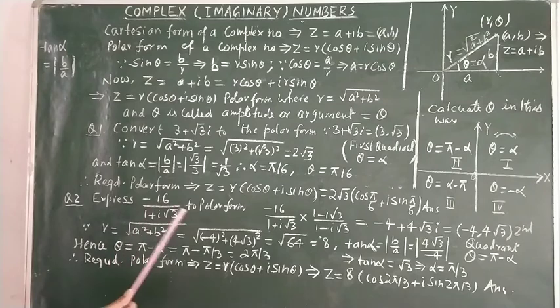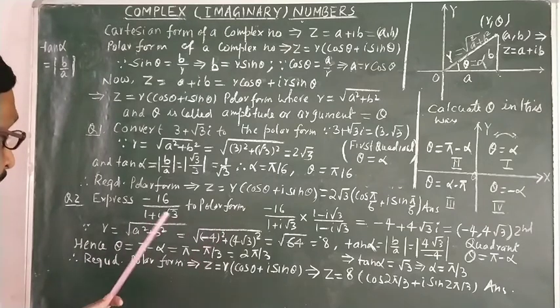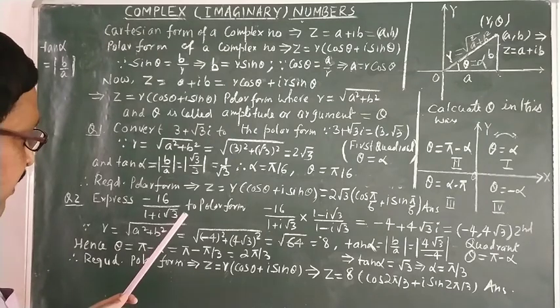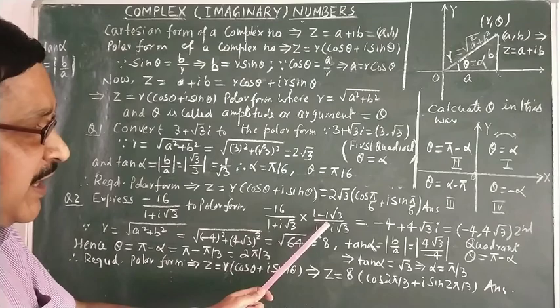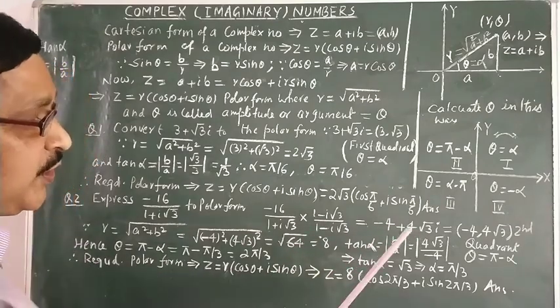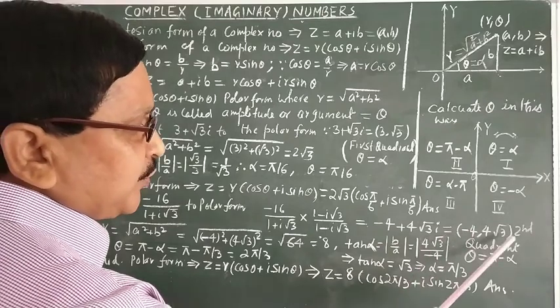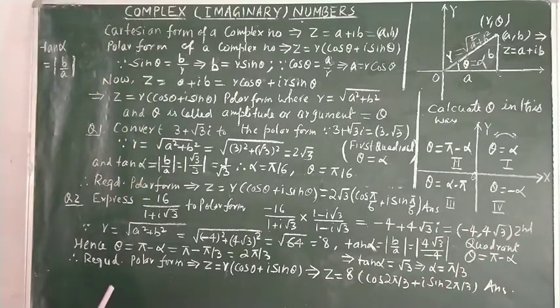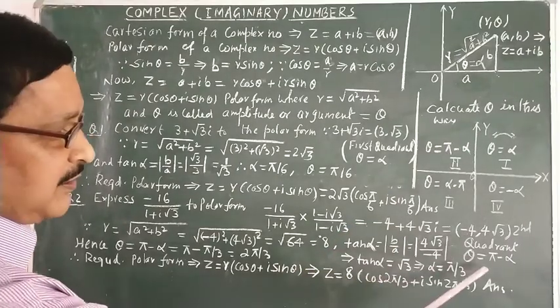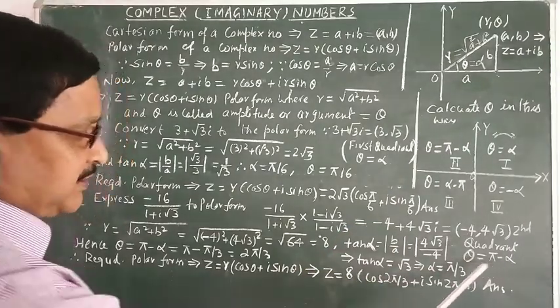Similarly, to express this in polar form, 1 plus i root 3 is in the denominator, so it must be rationalized. On rationalizing we get this. You know how to rationalize from the previous video. So this means (minus 4, 4 root 3). This is the second quadrant. In the second quadrant, you follow this scheme to find theta. Just see, theta is equal to pi minus alpha.